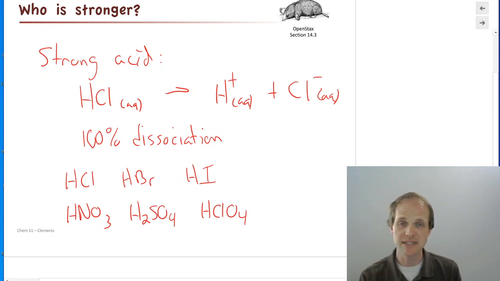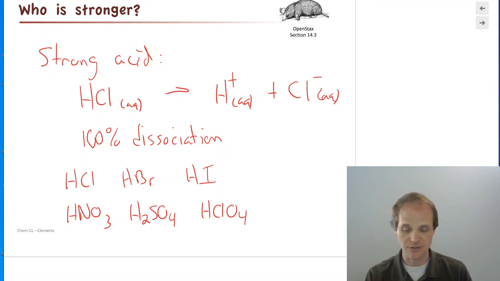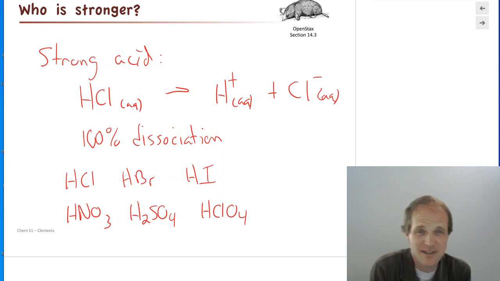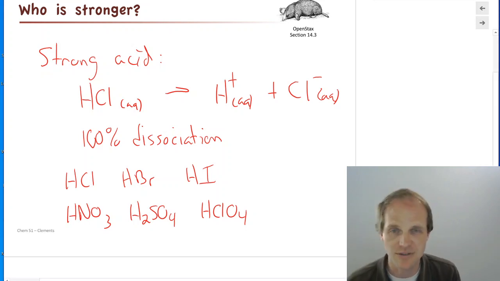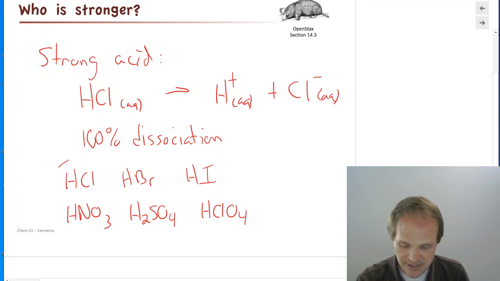You will see some lists if you look on the internet and other places that will include phosphoric acid here. I don't, just because your textbook doesn't. Okay, so phosphoric acid, we're going to treat it as a weak acid. It's kind of on the edge, right? Is it complete dissociation or not quite complete? And it's not quite complete. So your textbook does not include it on the list of strong acids. So 6 strong acids, you need to know these.